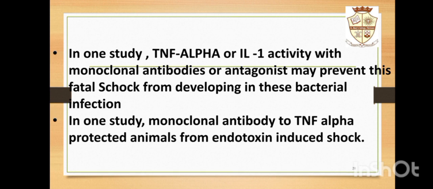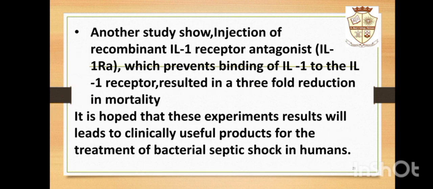In one study, blocking TNF alpha or interleukin 1 activity with monoclonal antibodies or antagonists may prevent this fatal shock from developing in this bacterial infection. In one study, monoclonal antibody to TNF alpha protected animals from endotoxin-induced shock. Another study showed injection of recombinant interleukin 1 receptor antagonist, which prevents binding of interleukin 1 to the interleukin 1 receptor, resulted in a threefold reduction in mortality. It is hoped that these experimental results will lead to clinically useful products for the treatment of bacterial septic shock in humans.